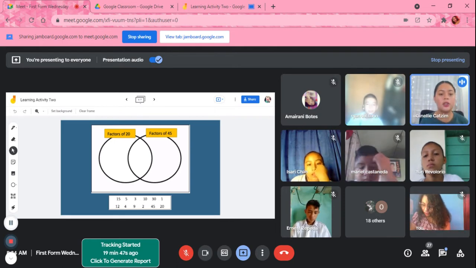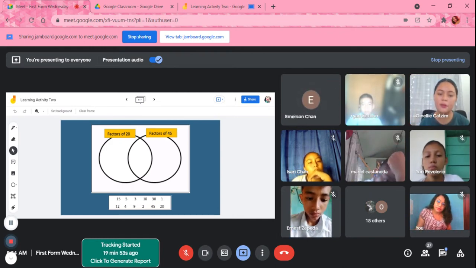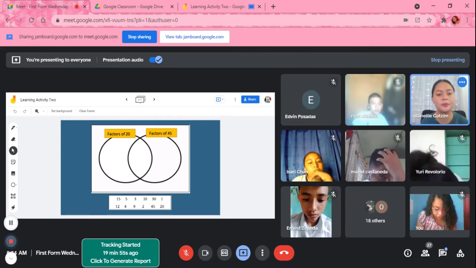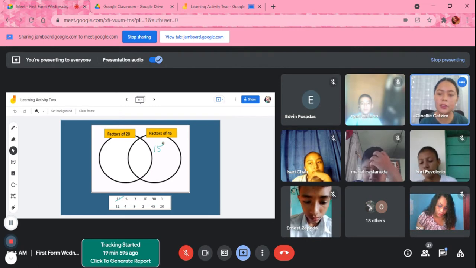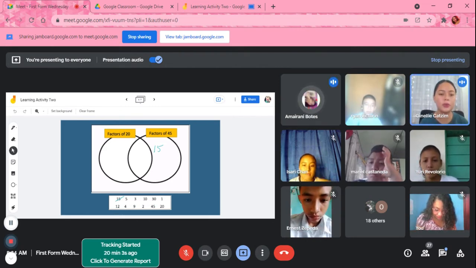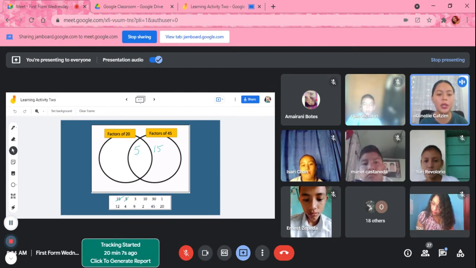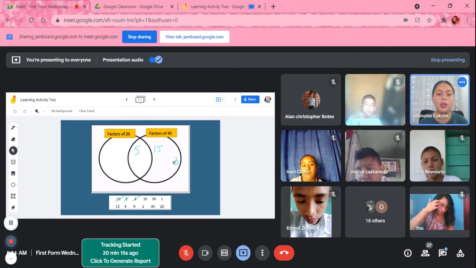Okay, so let's take a look at 15. Is it a factor of 45? Factor of 45, very good. 5 is a factor of both. 5 is a factor of 20, very good. We then have 3. Can 3 go into 45? Yes, it's a factor of 45.